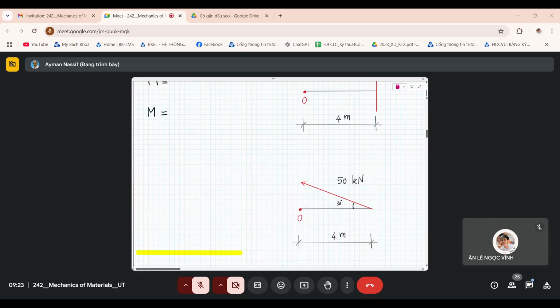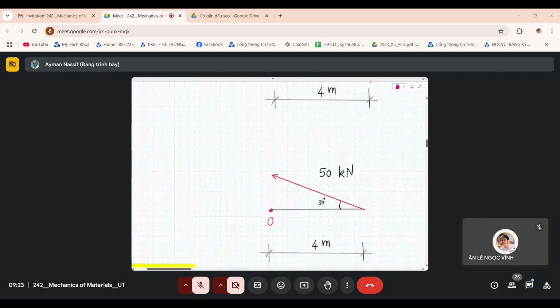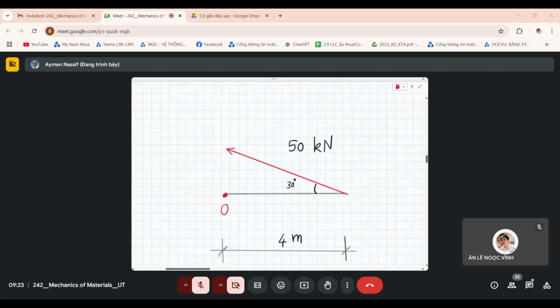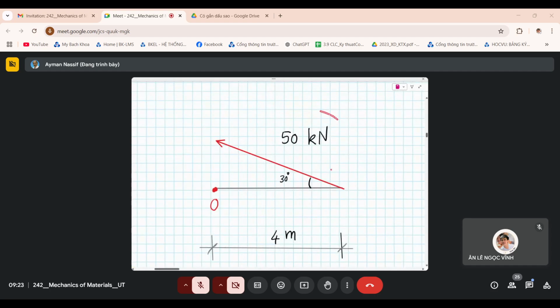How about this one here? Maybe someone can tell me very quickly, what is the moment of this force about point O, please? Very basic information. 50 times what gives me the moment, the rotational effect of this force about this point? How much?